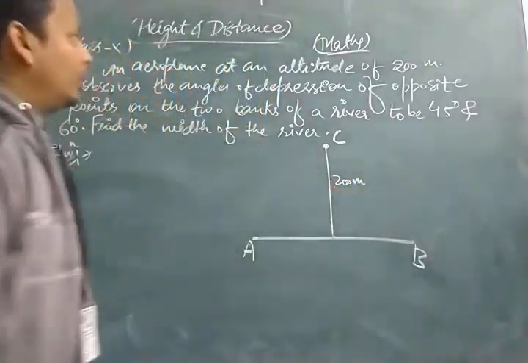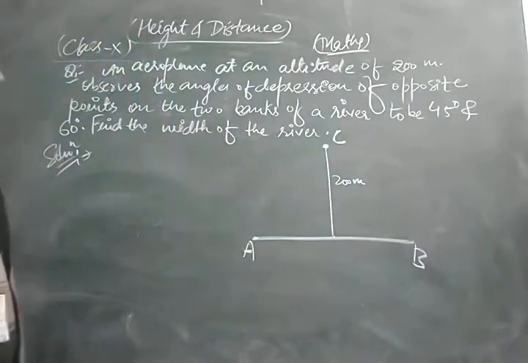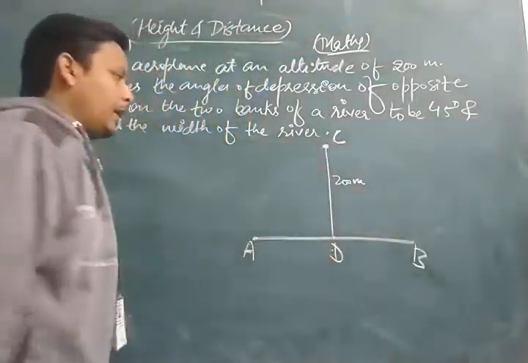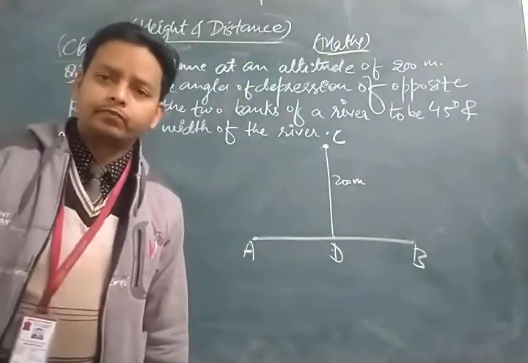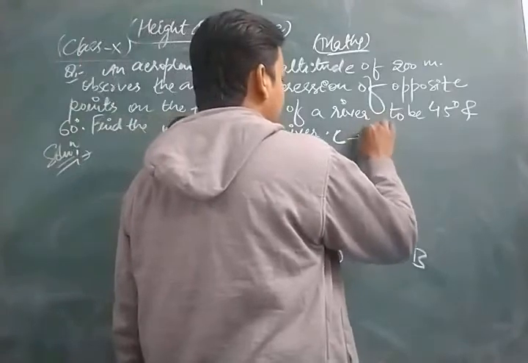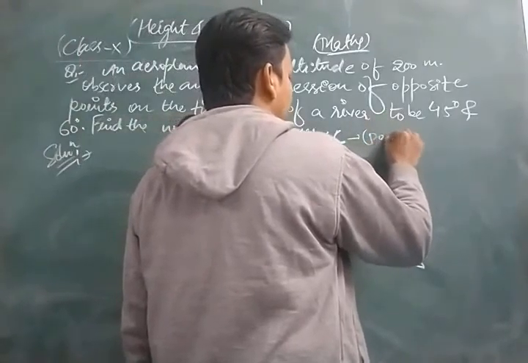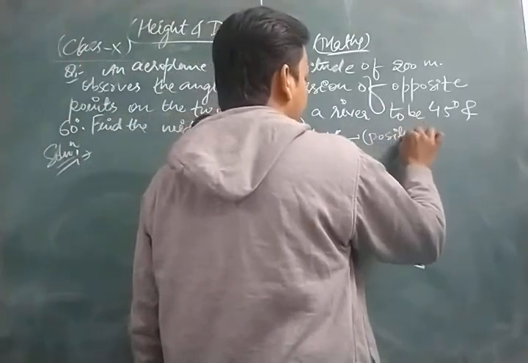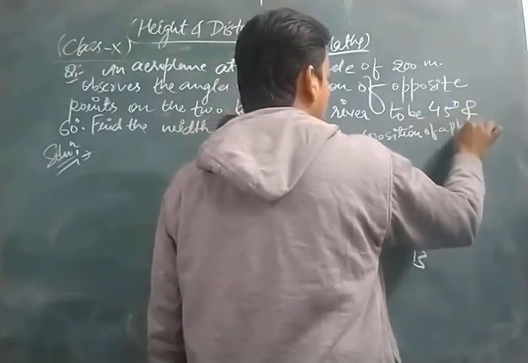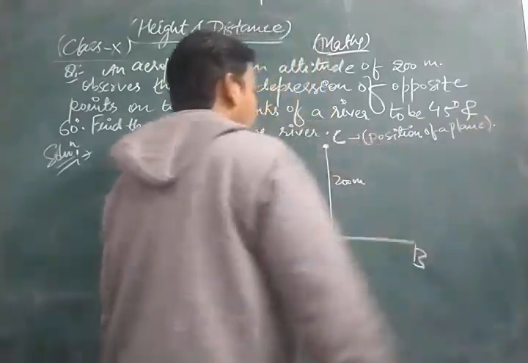Now look. An aeroplane at an altitude, C, A, B, C, let's see. C is the altitude of the plane. This C is the position of a plane.